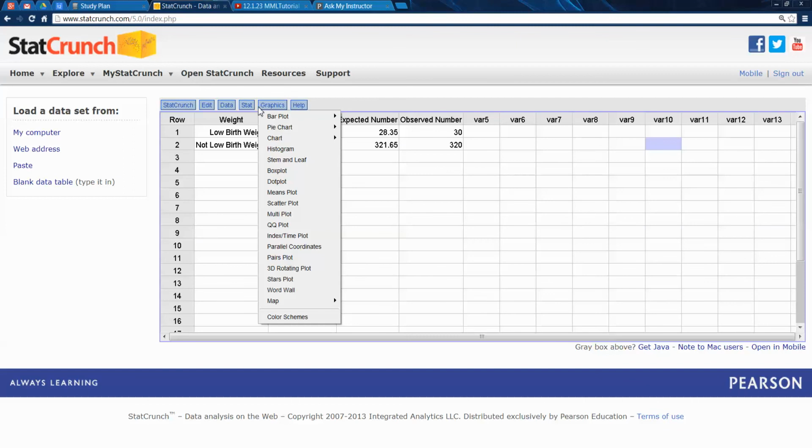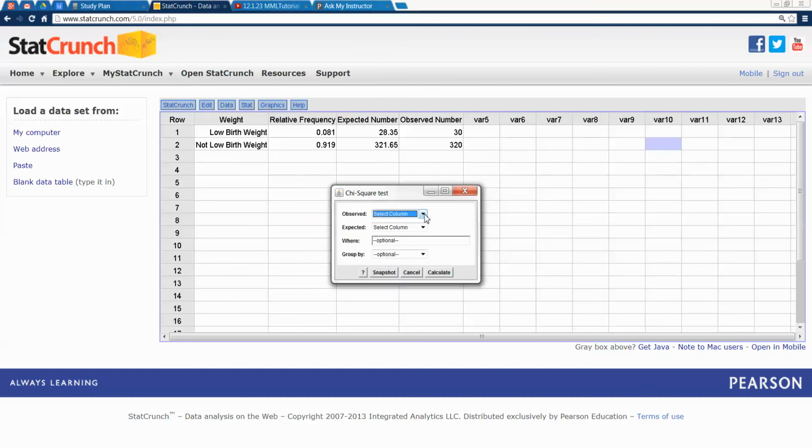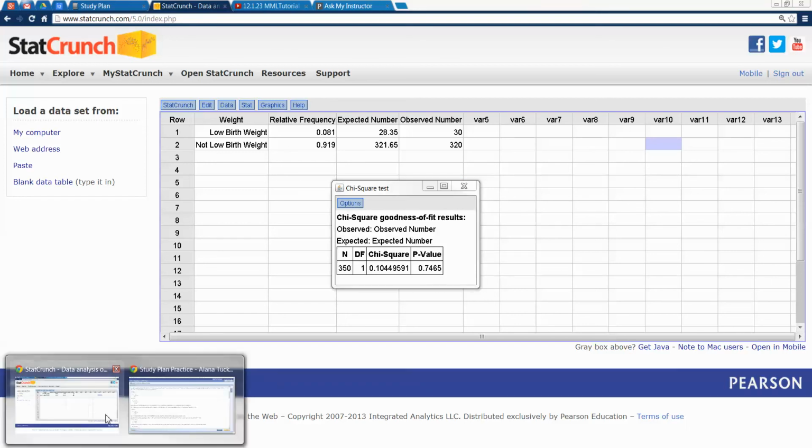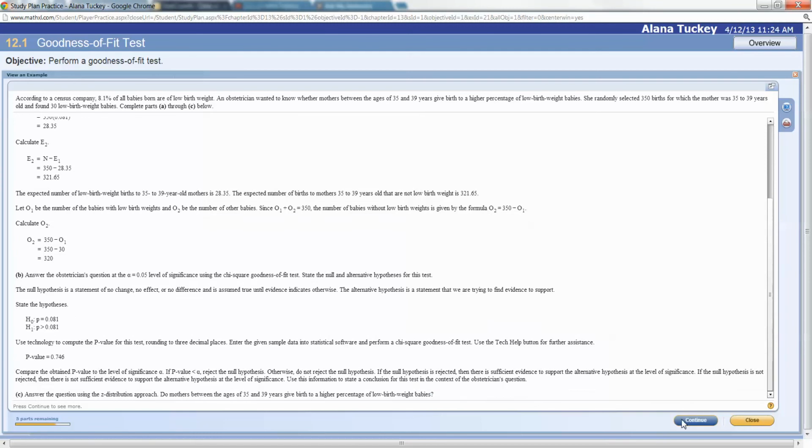We're going to go to Stat, Goodness of fit, Chi-square. Our observed was in the observed number column, and our expected is in the expected number column. Click Calculate, and we get a super high 0.7465. Let's see if that matches, or if I did something wrong. Nope, 0.746. That's what they got. Cool. So that's how you get your p-value with the chi-square test.